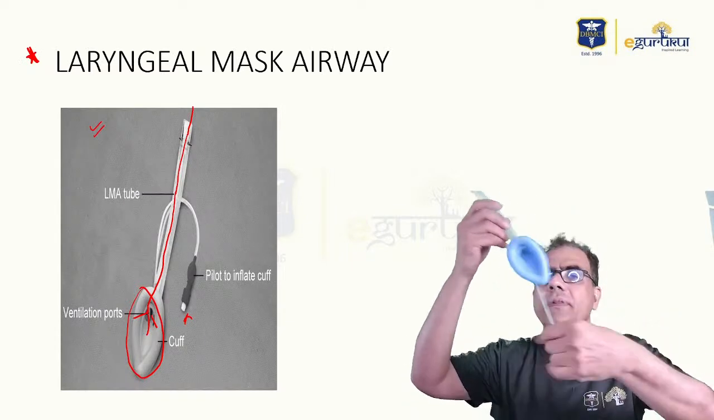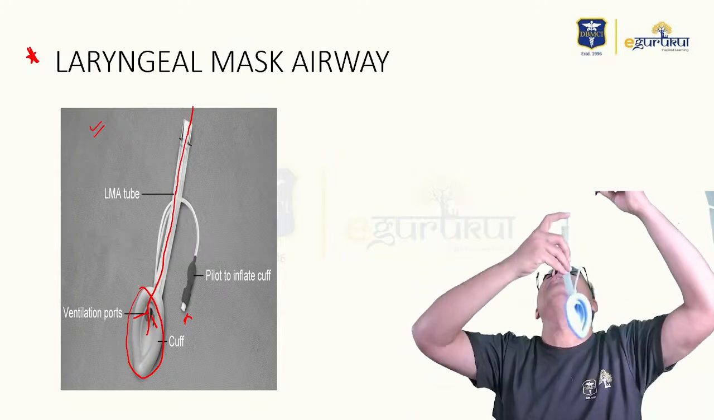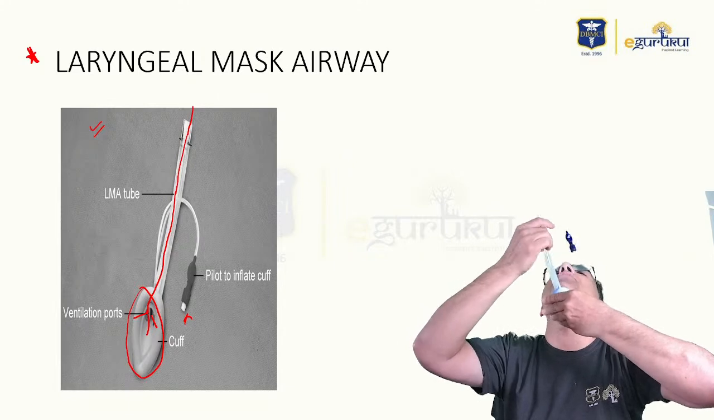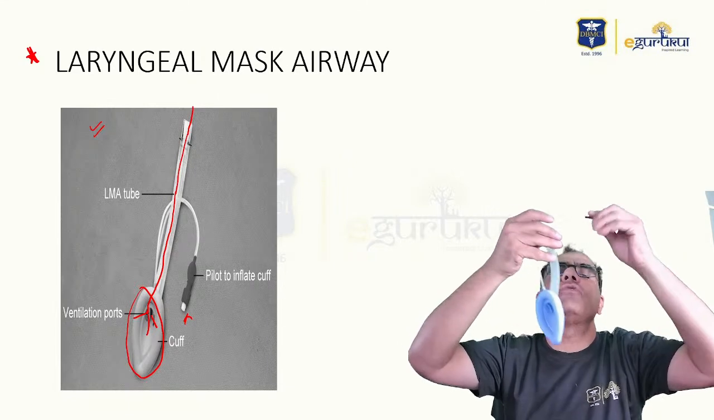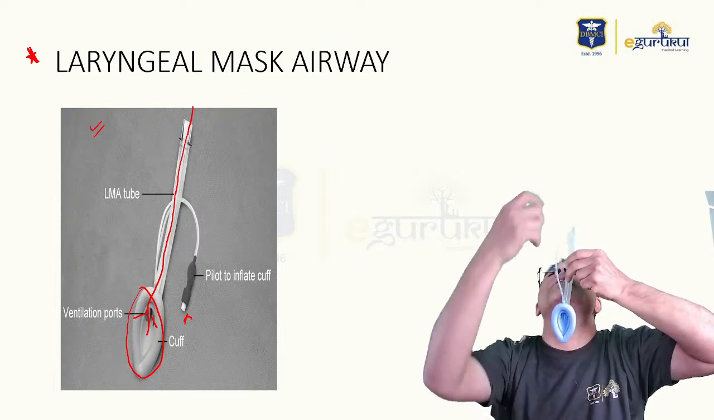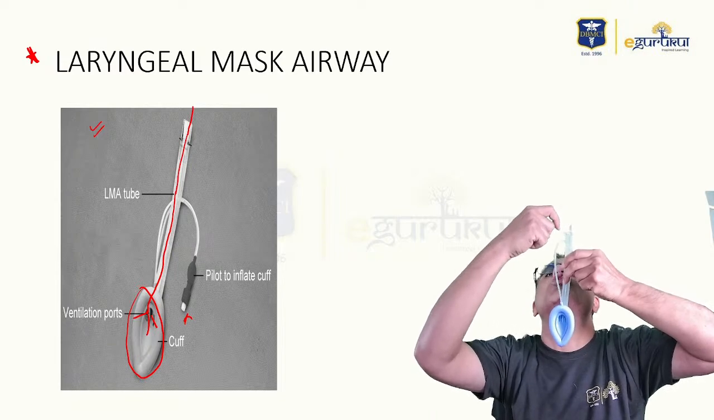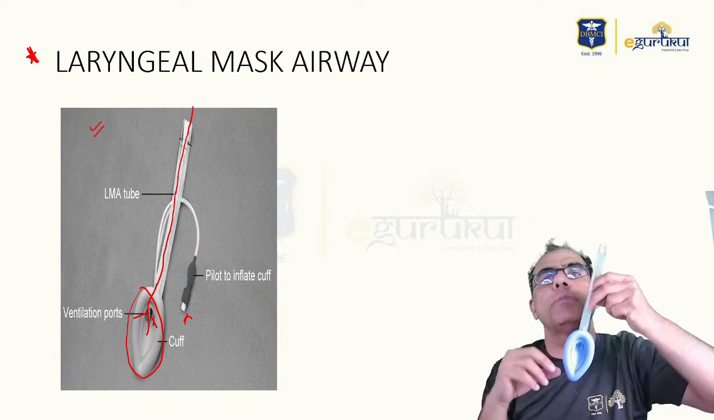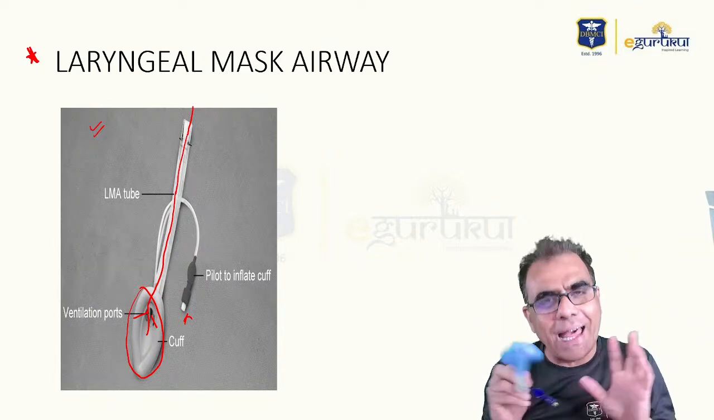This is LMA. It is placed blindly in the oral cavity so that this part lies in the oropharynx or hypopharynx. Then you inflate this cuff with a large volume of air. This cuff will get inflated and will seal the oropharynx and hypopharynx. And if you ventilate through this tube, through these holes, air cannot slip anywhere. So automatically it will enter the larynx.